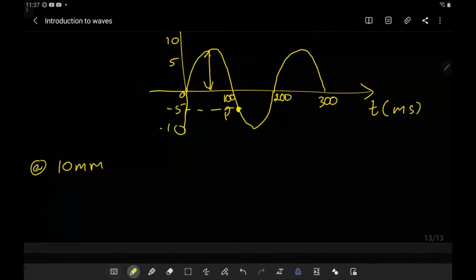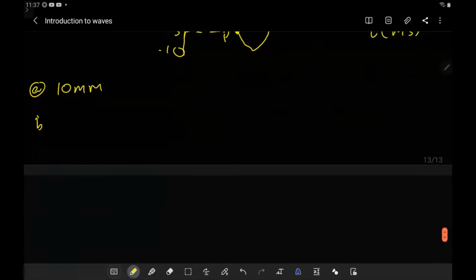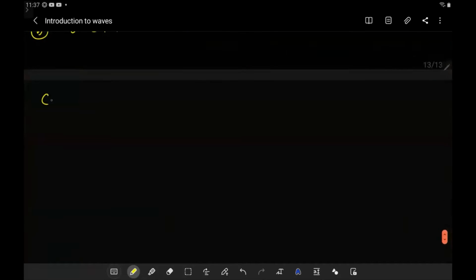Five. Well, not 5. Remember, displacement is a vector quantity, so we have to take into consideration direction. So it will be negative 5.0 millimeters.